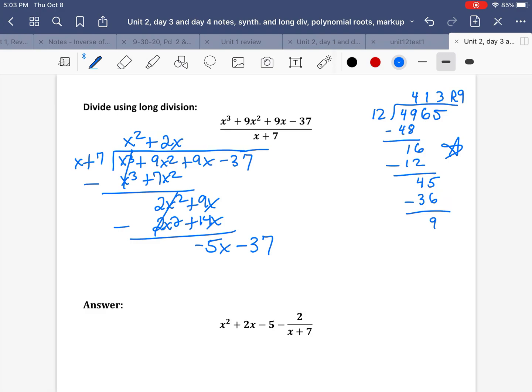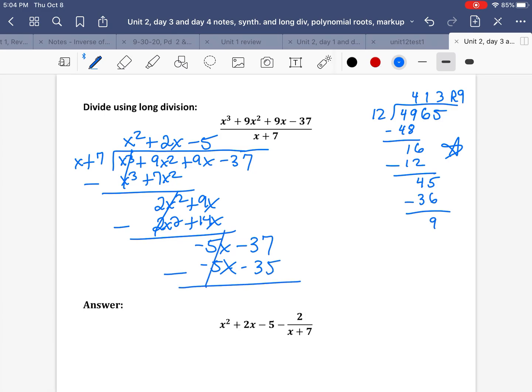All right, let's see. How do I turn x into negative 5x? Well, I would have to multiply by negative 5. So that's my choice. And then I do it. Negative 5 times x should be negative 5x. Negative 5 times 7 should be negative 35. Draw a line, subtract. Okay? All right. So let's see. That would be negative 5x. Negative 5 times 7 is negative 35. Draw a line, subtract. So these go away.